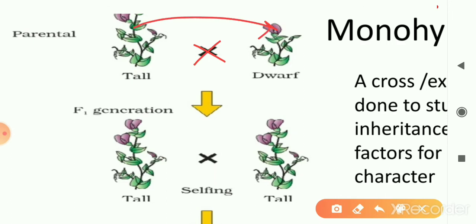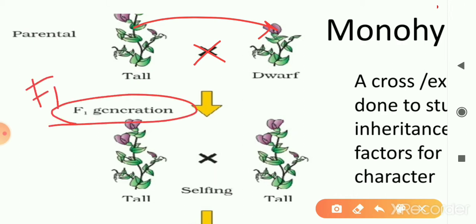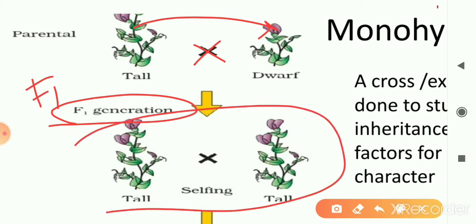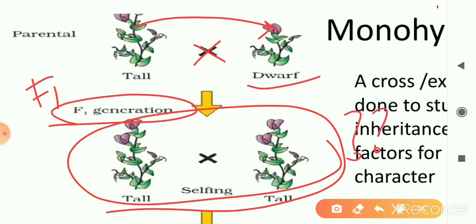And what he found in the next generation, which he termed the first filial generation or F1 generation, was that he got all the plants as tall. The dwarf trait was not at all seen. So he wondered, where is that dwarf trait? Because in the first generation he got all the plants as tall.